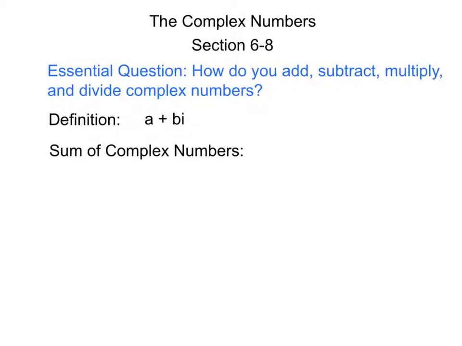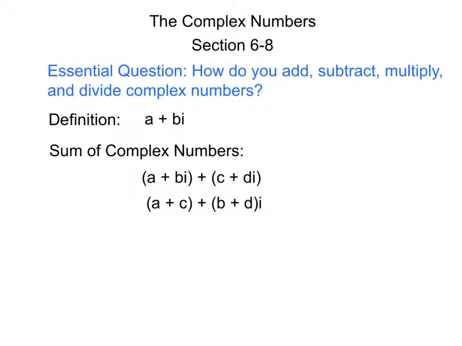So now let's look at what we get if we add complex numbers. So the rule for the sum of complex numbers: let's say we're adding two complex numbers. The first is a plus bi and the second is c plus di. If we add them together, we simply add the real parts and then add the imaginary parts. And the result will look like this.